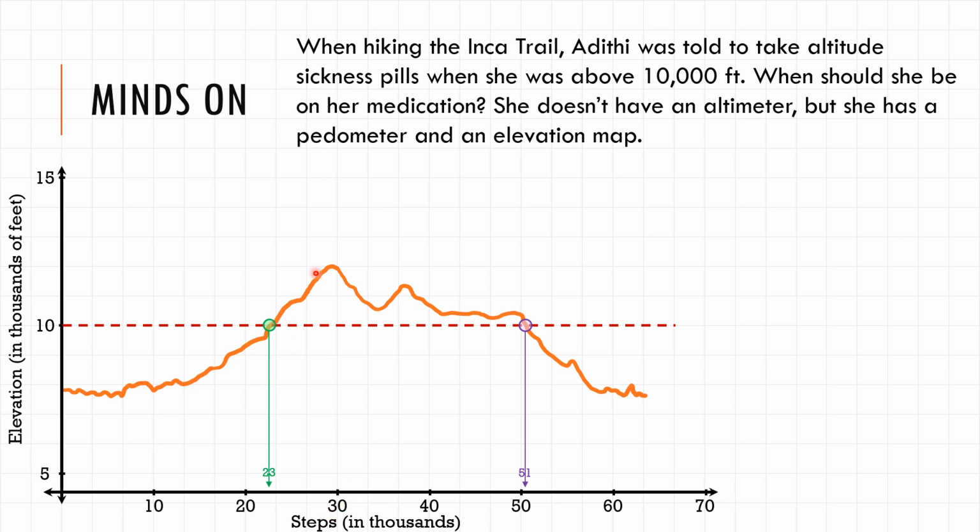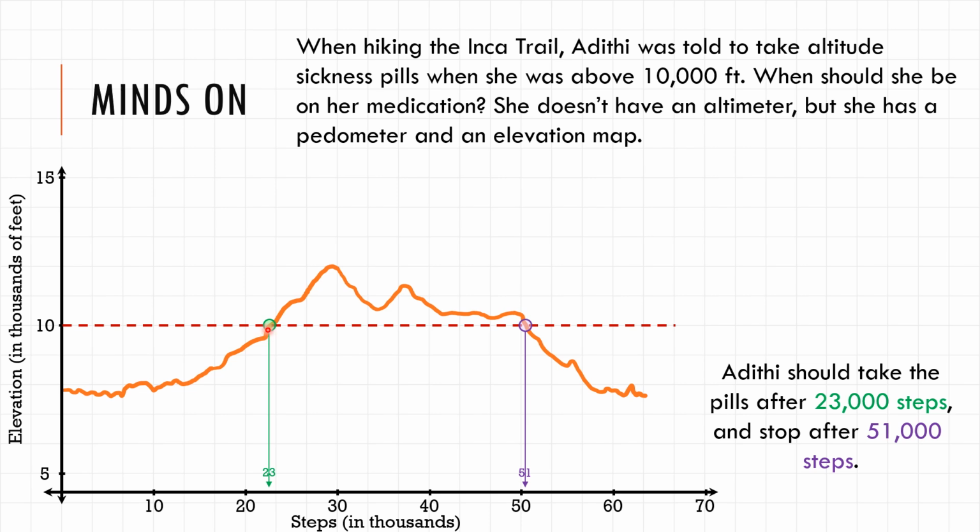And so to answer this question, when should she be on her medication? When she has passed 23,000 steps on her pedometer, and she should stop taking the pills when she has completed 51,000 steps since she started the hike. In between those two step counts, she will be above 10,000 feet by a pretty good estimation.